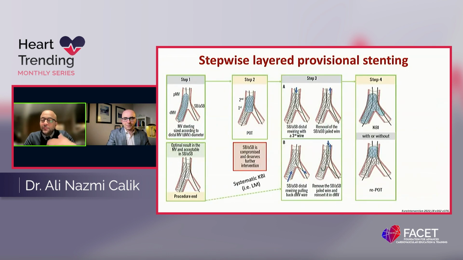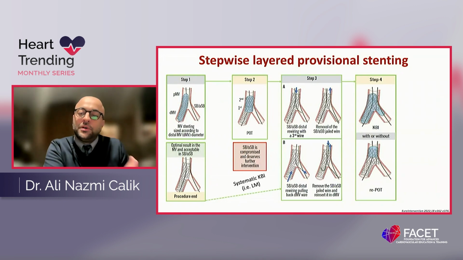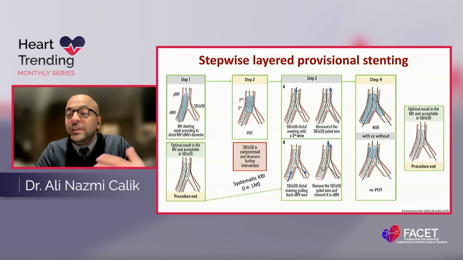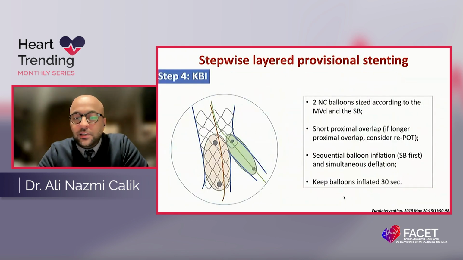Then we can optimize the side branch ostium with the kissing balloon inflation, which is followed by repot, and then we can pause and evaluate the result again. As you can see here, these are the critical, essential things to consider with the kissing balloon.